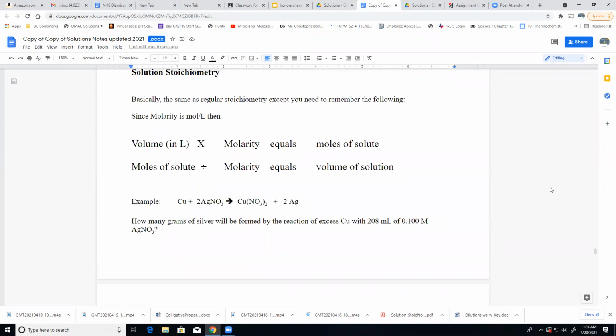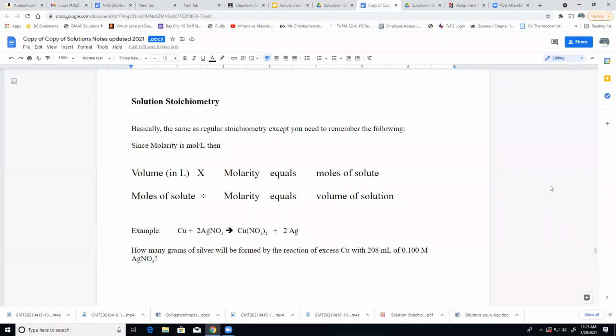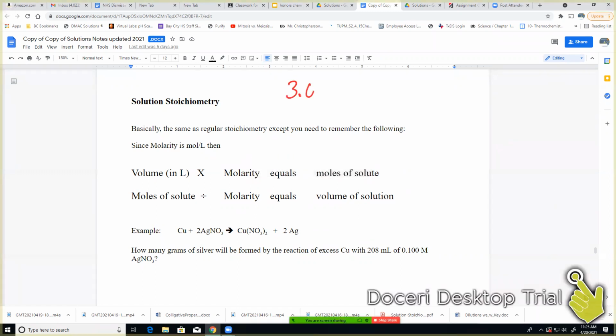So we're going to talk about solution stoichiometry. It is basically the same as regular stoichiometry, except you need to remember the following. Since molarity is moles per liter, you can almost think of it like a conversion factor. If I say something is 3 molar, then that's the same thing as saying that it has 3 moles per liter of solution. So once I set those numbers like that, one over the other, you can think how it could possibly fit into a stoichiometry problem.